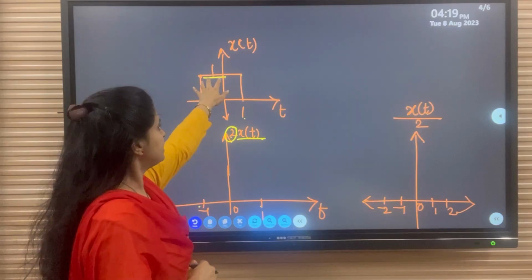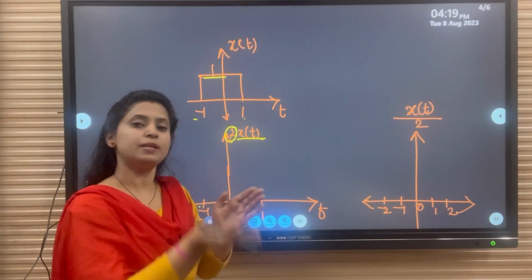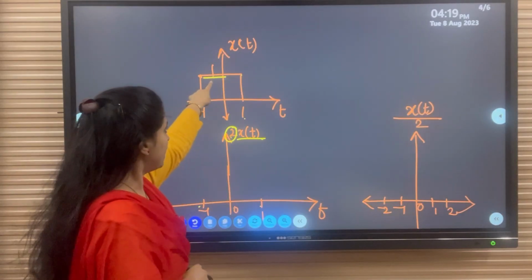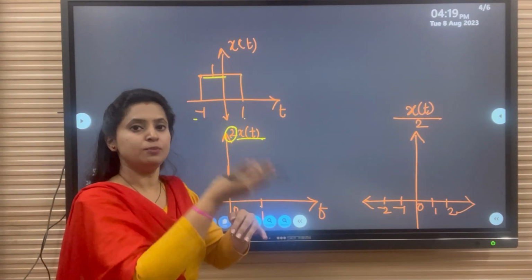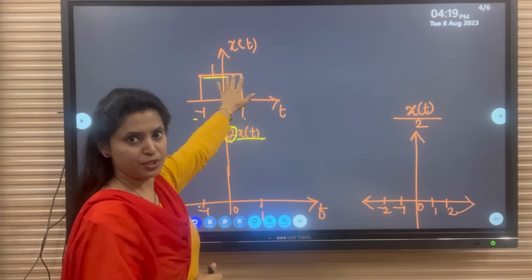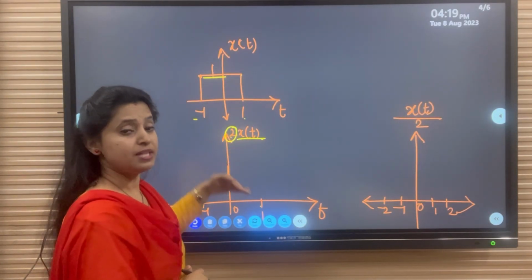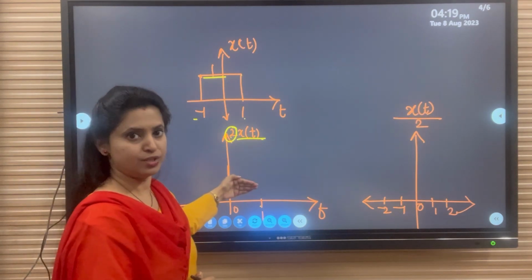For example, if it is having 1 and then 2, then during that range you have to multiply it by 2 to 1, and during this range you have to multiply 2 to 2. So it means that whatever amplitude is given, according to that amplitude you have to multiply, means you have to scale, and then you have to redraw the signal.